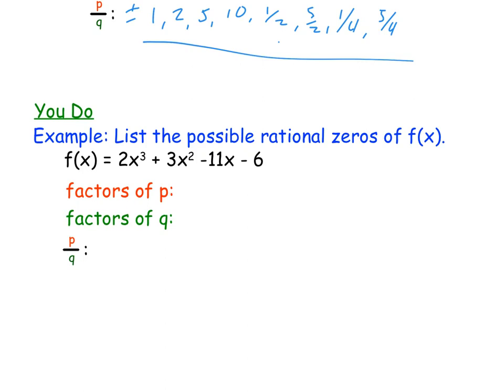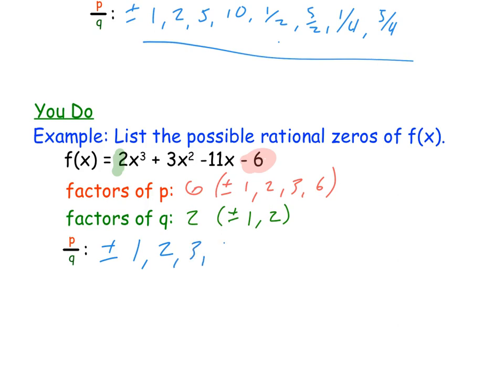So hopefully you've tried it, and you start off with 6, and that would give us plus and minus 1, 2, 3, and 6. Remember, you don't need to worry about the -6 since we are doing the plus or minus. Just the 6 is all that really matters. And then 2 for Q, which would be plus or minus 1 and 2. And then we're going to take all of those numbers and divide. So I'm going to take 1, 2, 3, and 6 and divide them all by 1. So I'm going to get 1, 2, 3, and 6.